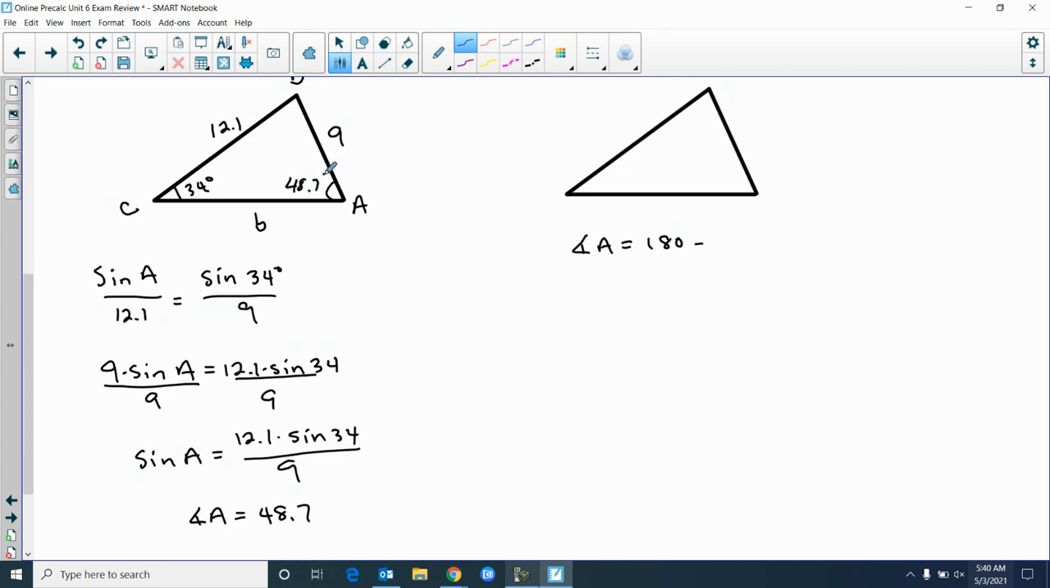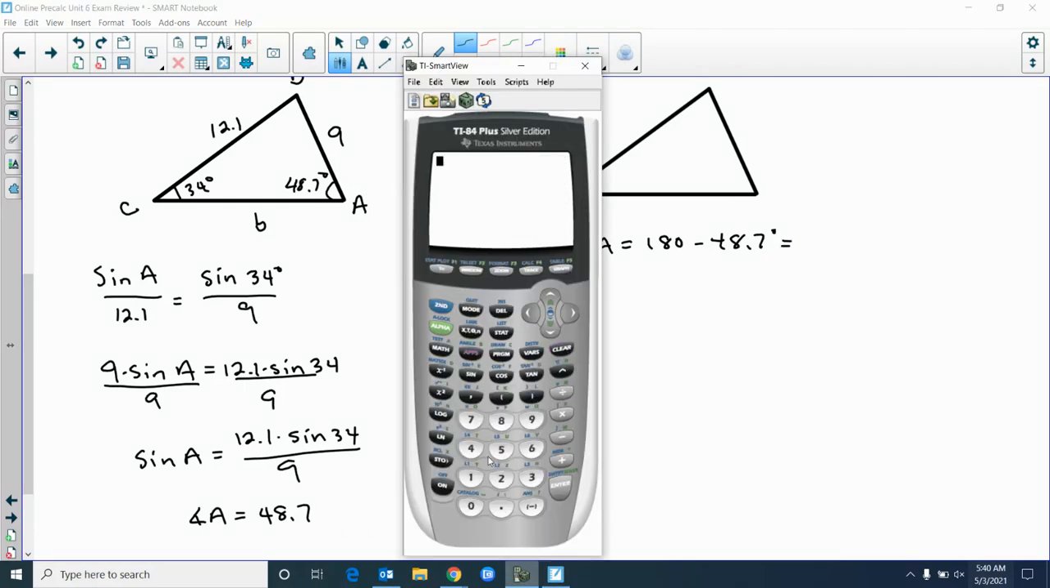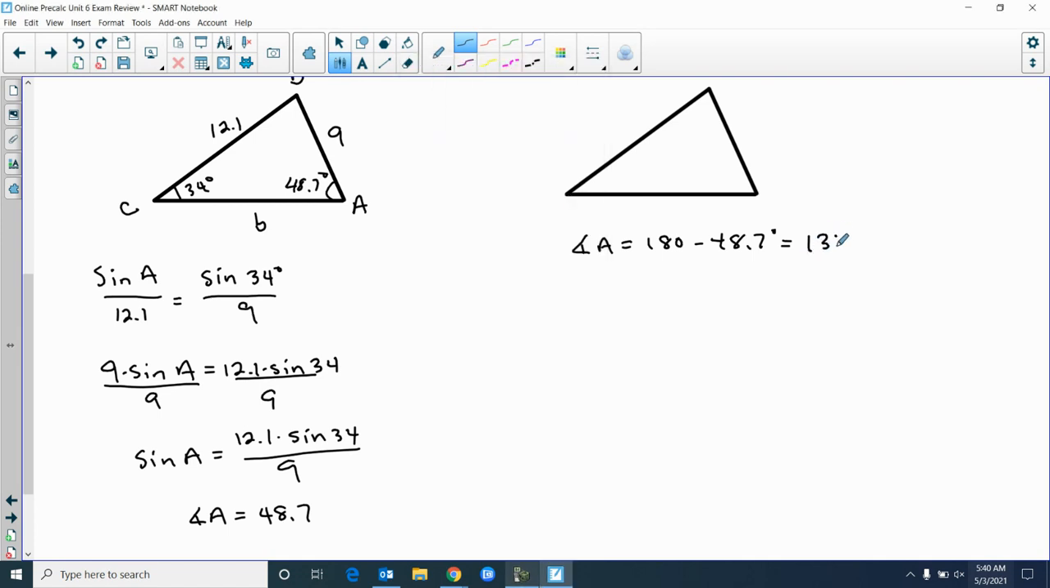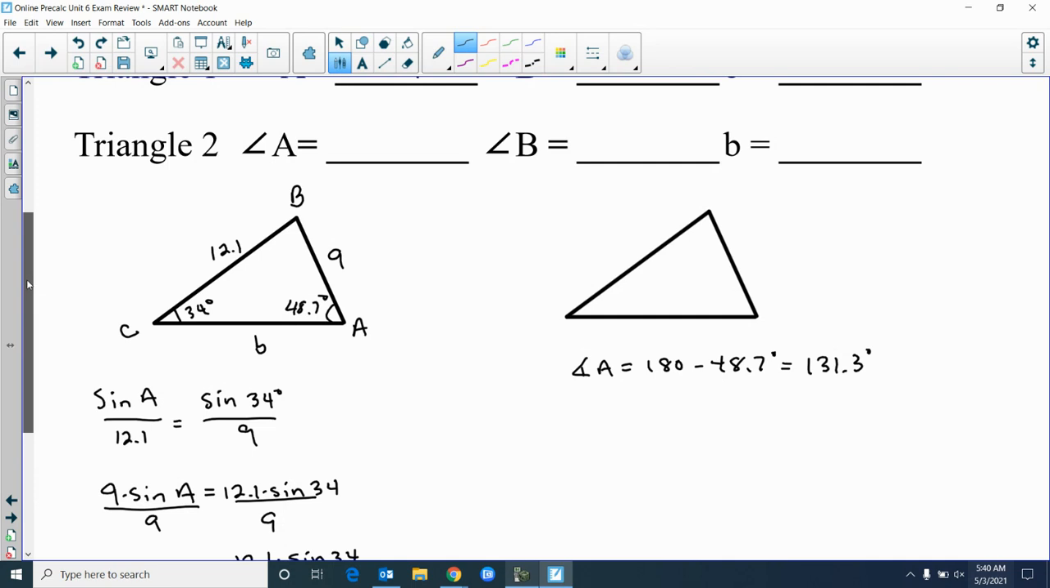So that's 48.7. This should be 180 minus 48.7. Okay, so if I take 180 minus 48.7, I get 131.3. All right, here's how this happens in the second triangle.